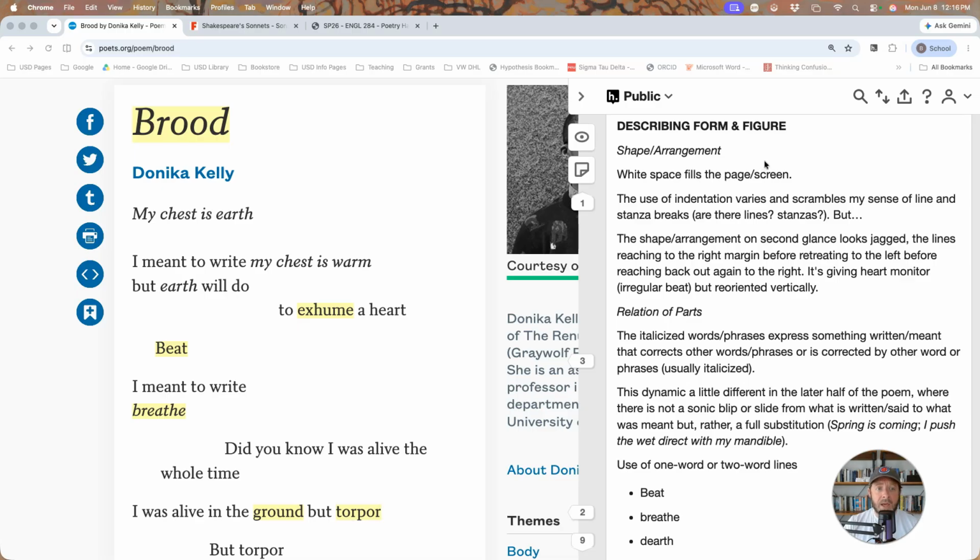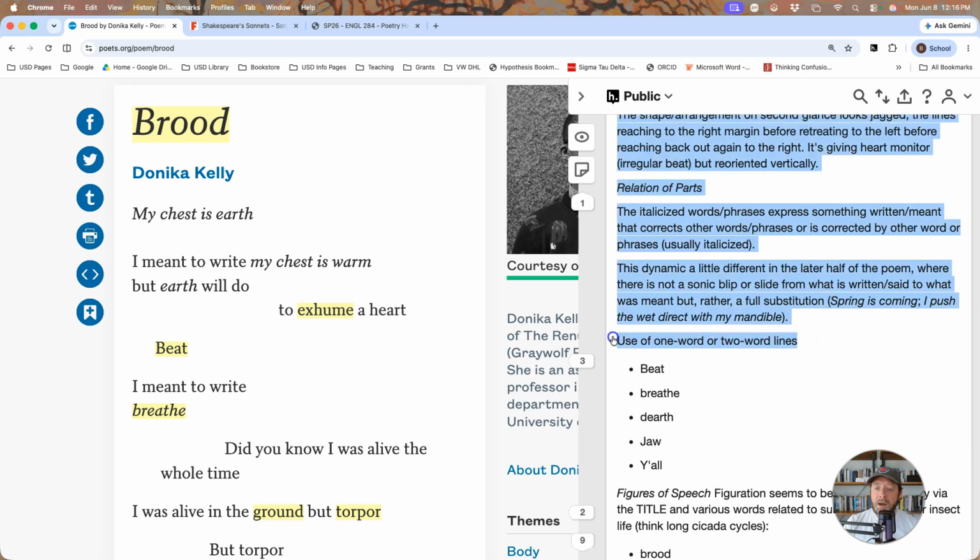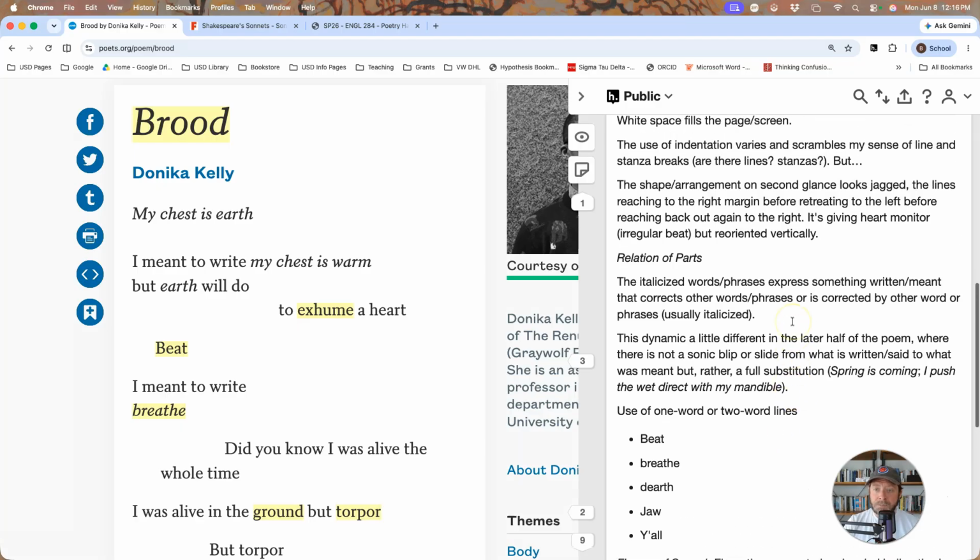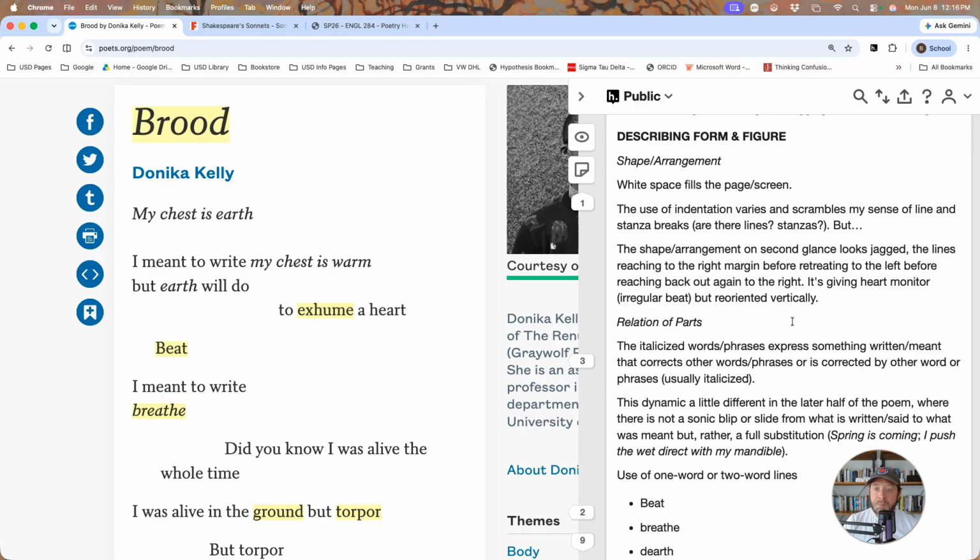And in the case of Kelly's poem, by form, I'm particularly interested in the shape and arrangement of the poem, as well as the relation of the parts of the poem to each other, as well as any features of the poem that seem to have a specific function beyond just being a word that has a meaning or a connotation to it. So, in the case of Kelly's poem, and its shape and arrangement.